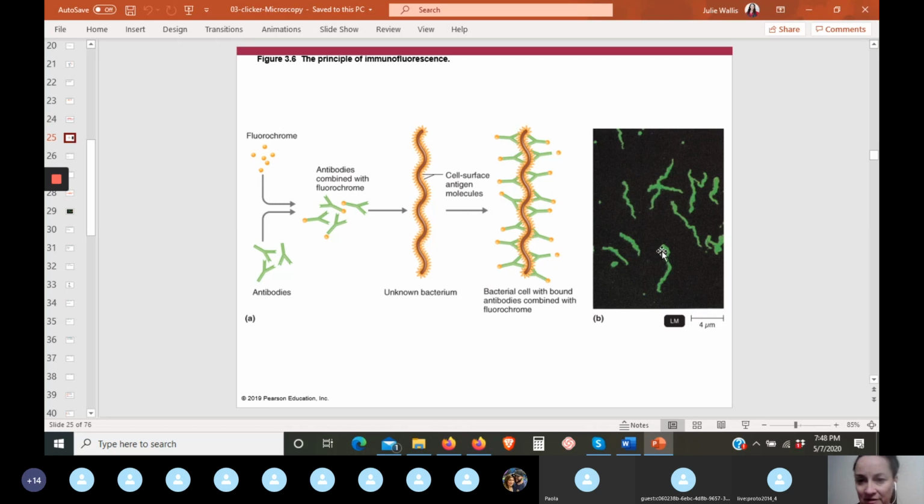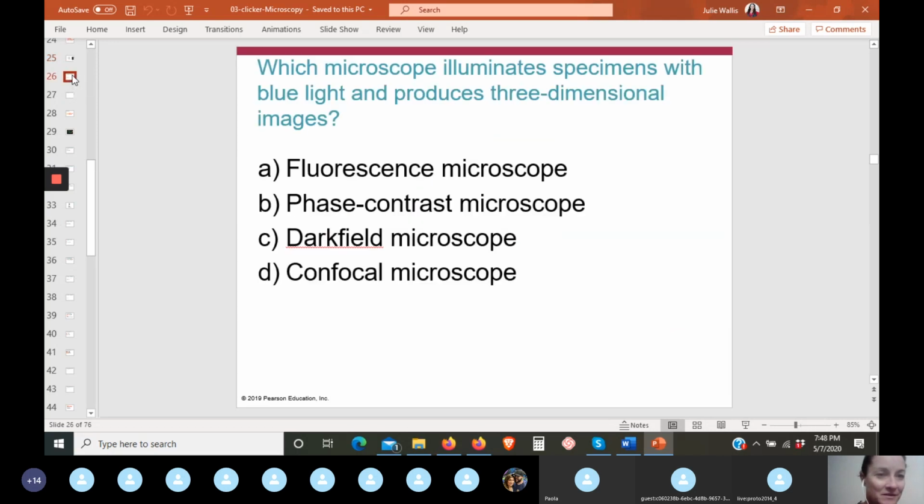And this picture on the right kind of just shows you what an example of a fluorescent microscope would show on the image. I actually used to do research in a neurobiology lab where I used a fluorescent microscope. And you have to turn off the lights in the room so that you can see the light that is illuminating from the specimen. Next one. Which microscope illuminates specimens with blue light and produces 3D images?